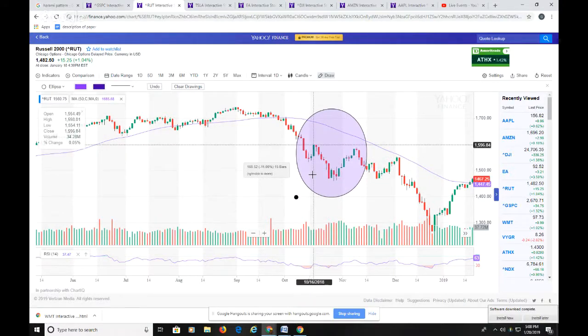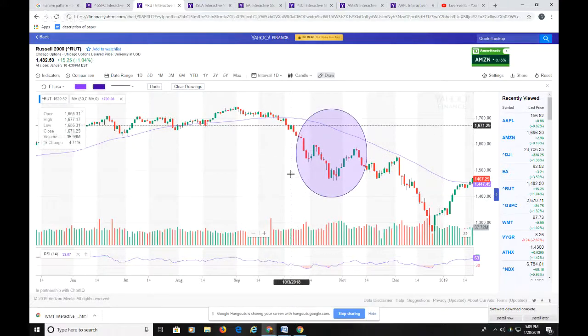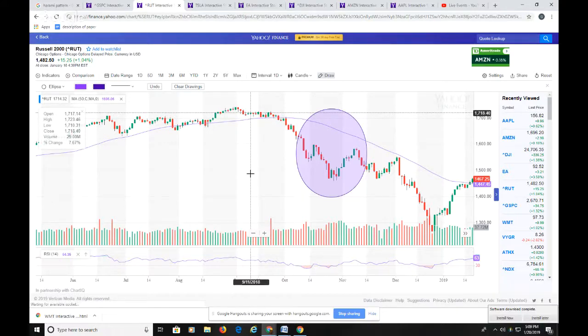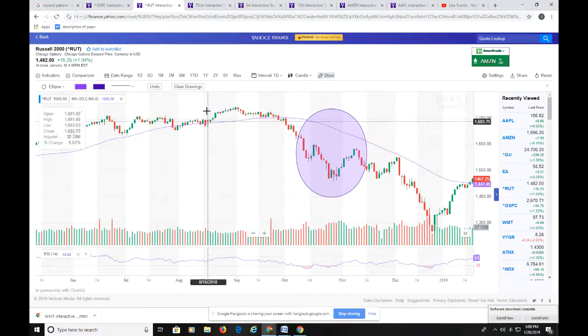I want you to know that haramis are ubiquitous and should only be considered important at the end of a long downtrend or the end of a long uptrend. So you'll find haramis very, very common. Let's look at the Tesla chart.